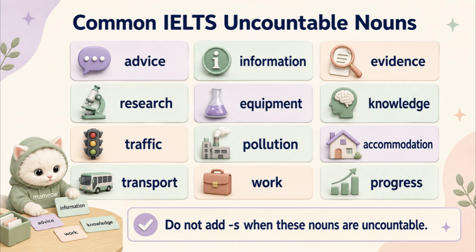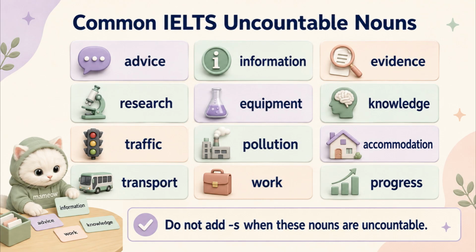These uncountable nouns frequently cause mistakes in IELTS writing and speaking. We do not normally write advices, informations, evidences, researches, or equipments when using their general meanings. We say useful advice, reliable information, strong evidence, academic research, and modern equipment.